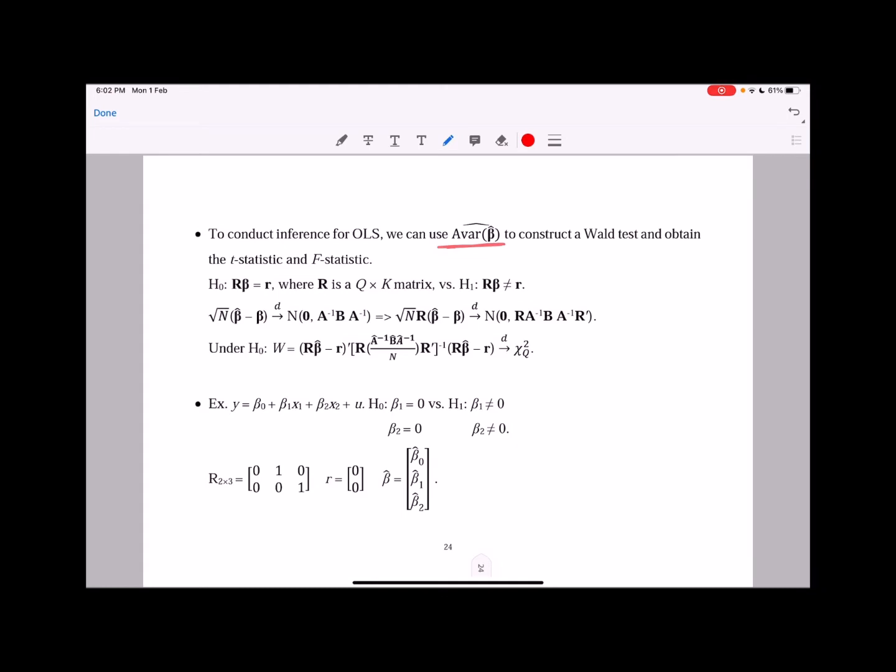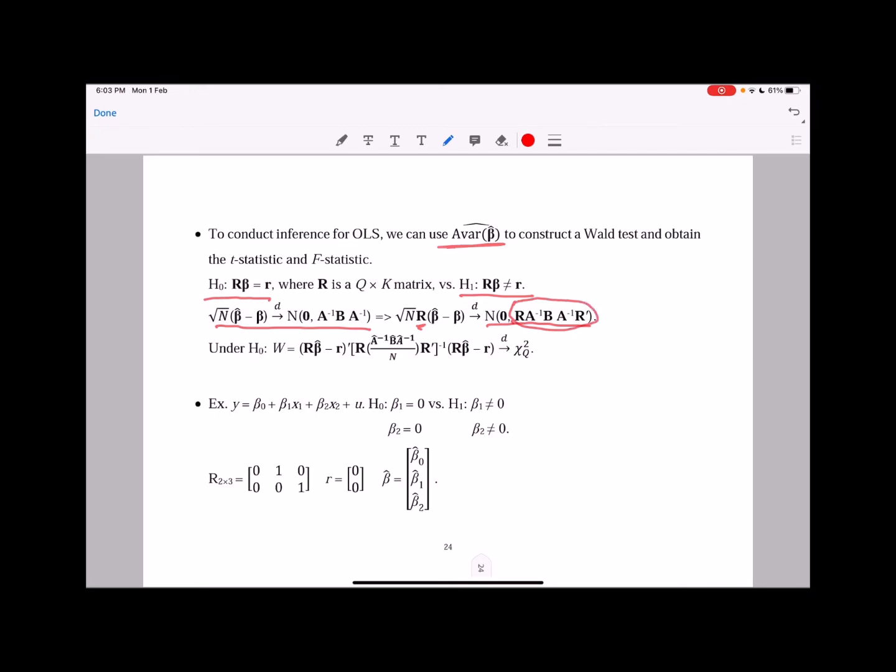So let's say this is the null hypothesis, R beta equals small r, where R is a Q by K matrix, and this is the alternative. We already showed that square root of n times beta hat is asymptotically normally distributed. This is what we have shown previously. Now, if we multiply it by R, it remains a normal distribution, and the variance becomes a bigger quadratic form.